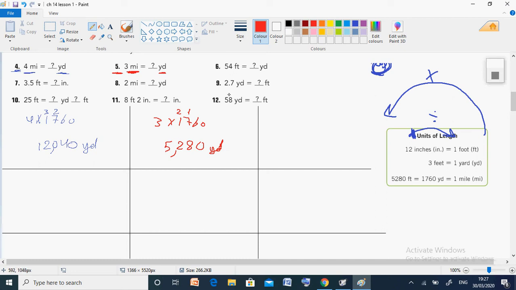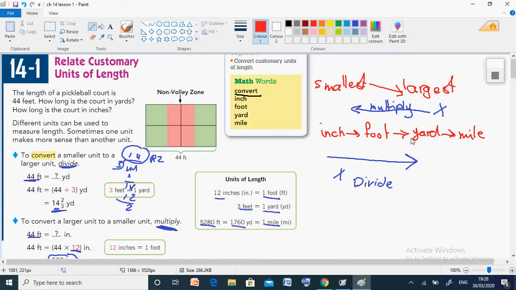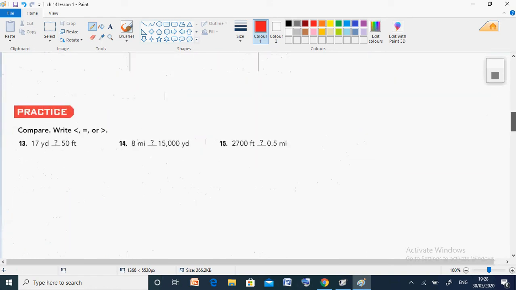Okay, boys? Look here in question number 6, from feet to yard. So now I will ask myself, which one is greater, feet or yard? Which one is greater, feet or yard? Look here, yard is greater and here is smaller. Or we can go back up and check which one is smaller and which one is bigger. Look here, yard is greater than foot or feet.